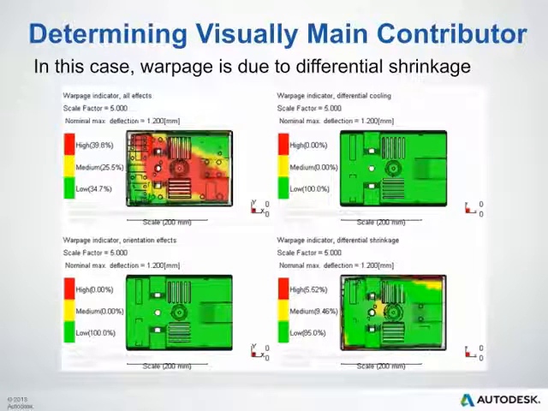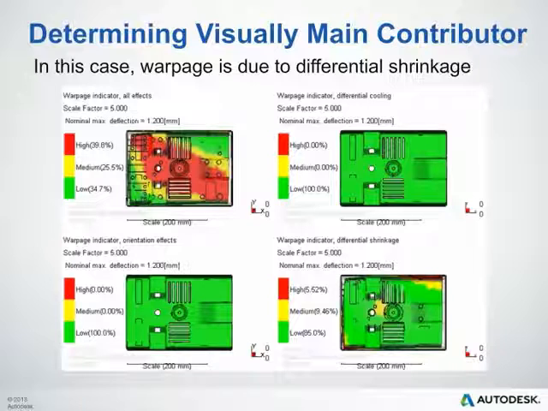Okay, so let's say you've reviewed your results using some of the anchor planes and best fit techniques that I showed you in previous slides. And maybe you're not quite within your tolerance. So we need to find how we can fix this. Now, these 3 contributors to warp, the differential cooling, differential shrinkage, and orientation effects, basically add up to give us our all effects plot. So, this simple technique can help us find what the main contributor is.